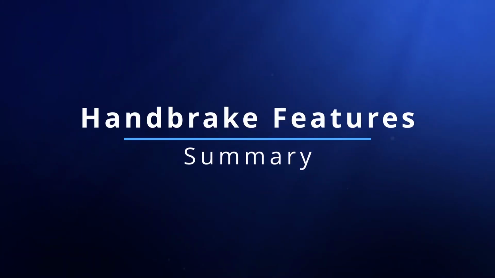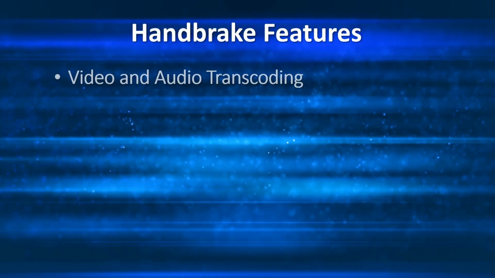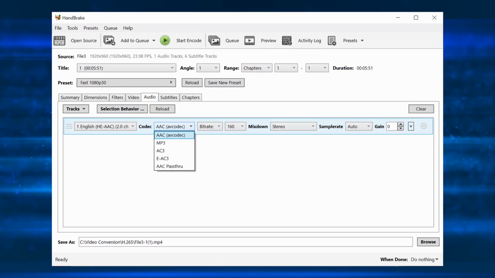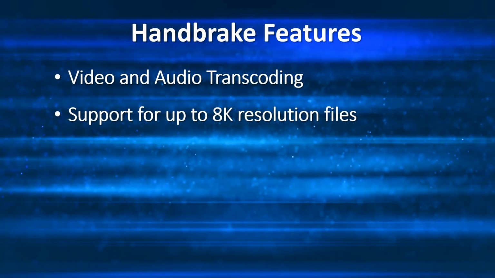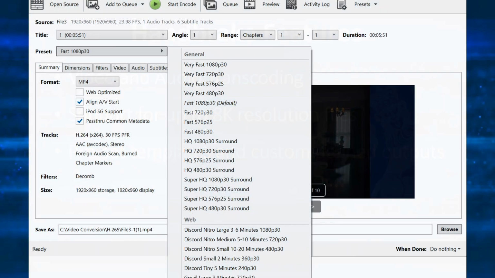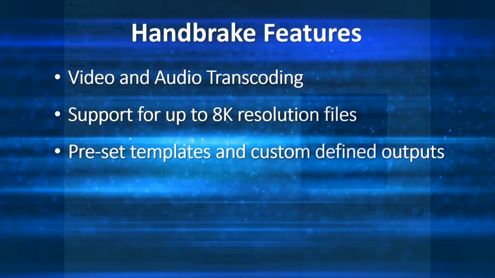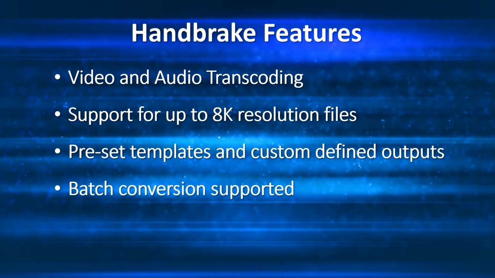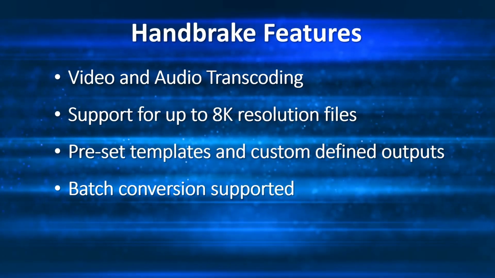So in summary, some of the features that you get from Handbrake, and they don't really do a good job of advertising these features on their website, but you get the video and audio transcoding. We didn't really look at the audio that much. We're focused on video here, but there are a lot of audio options as well. It supports resolutions up to 8K, and we've seen the 4K example here. It's got preset templates and custom defined output configurations, so you can do essentially what you want, or you can use a preset. You've got the ability to do large batch conversions, so you can convert a whole load of files and do it overnight.